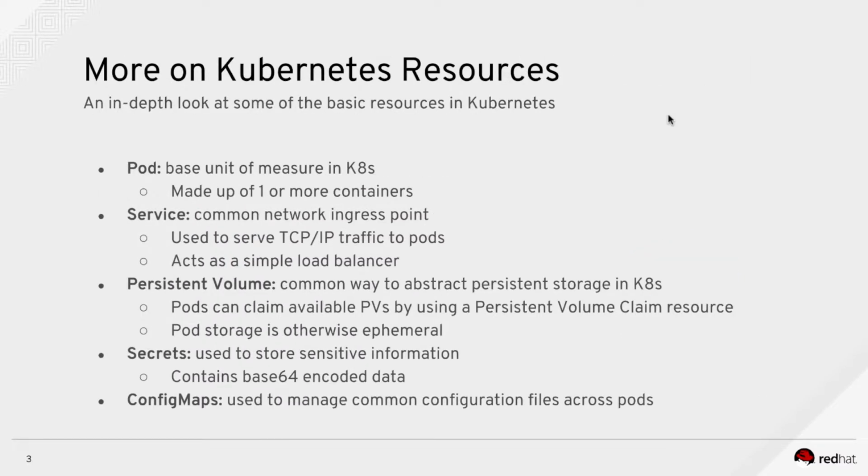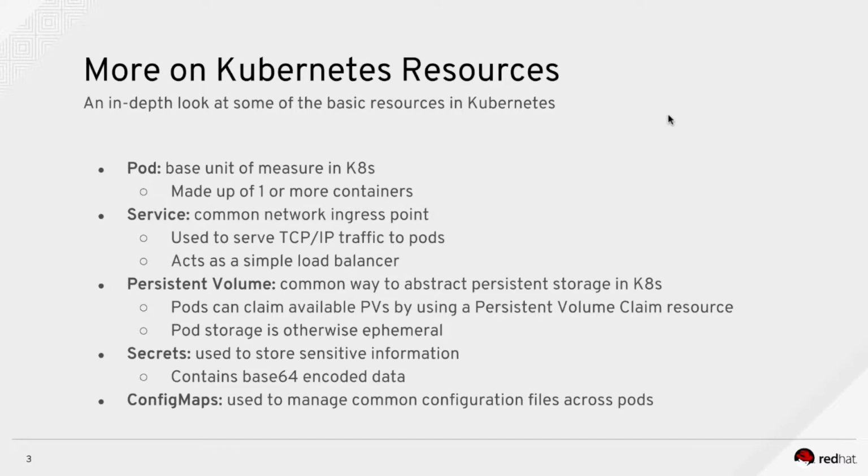Just a little more in-depth on Kubernetes resources, a brief overview of what resources are built into Kubernetes here. First off, you have a pod, which is the base unit of measure in Kubernetes. It's made up of one or more containers. Think of a pod of whales, a group, not necessarily a one-to-one mapping, but you'll see a recurring theme here in the Kubernetes realm and Docker realm, with nautical references and themes throughout. But anyways, a pod is basically one or more containers.